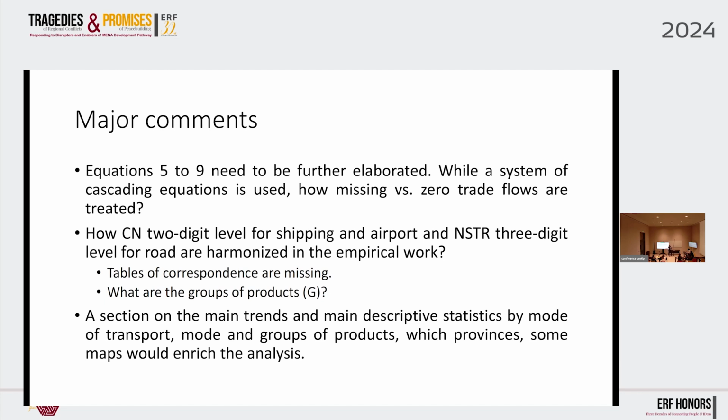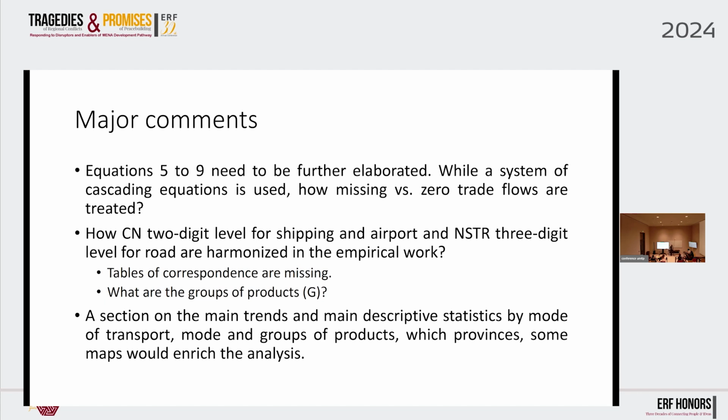And another issue, and this is fundamental in a gravity setup, is how missing trade flows have been treated compared to zero trade flows, because they are completely different. I cannot assume that a missing value between 2 provinces is zero, unless it's an observed zero, meaning they do not trade. So this also needs a detailed discussion in the paper.